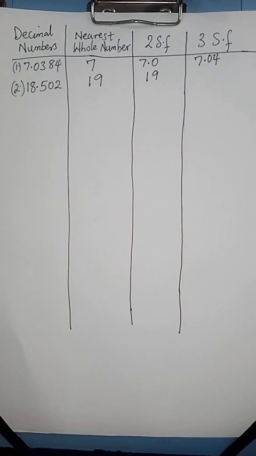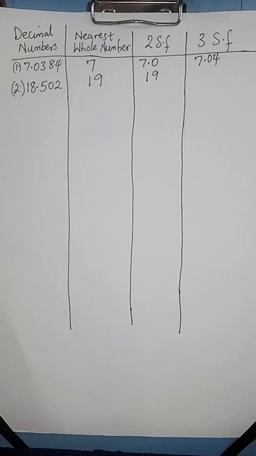So you can see that the answer you got when you round to the nearest whole number is the same answer you're getting when you round to 2 significant figures. It can happen. So don't feel that maybe what you've just done is incorrect. No, this is perfect. It's correct.